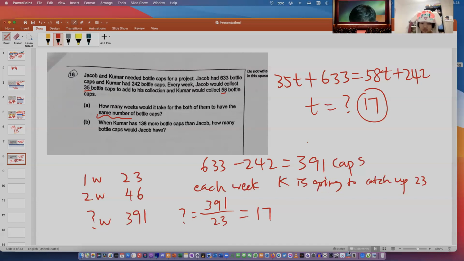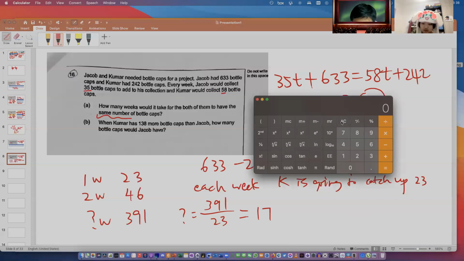Actually, I can launch my calculator. I'm trying to mentally calculate, but I don't think I can do it. Okay, yeah, the answer is 17. I just did it. Okay, so basically you can also do it this way.